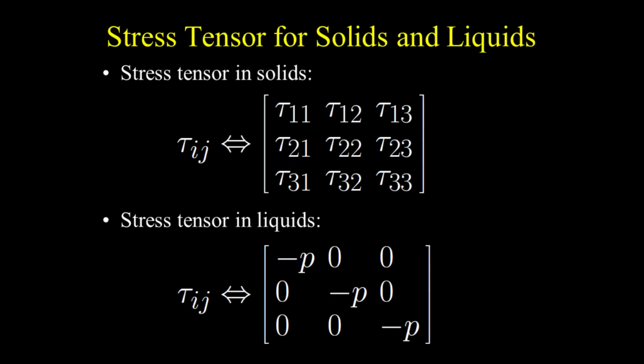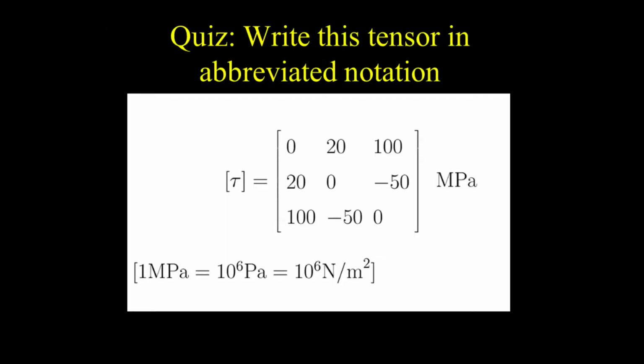Here is the stress tensor of a solid. Here is the stress tensor of a non-viscous fluid. For non-viscous fluids like water, traction forces are always oriented along the normal to the surface on which the surface forces act. Hence, the stress tensor for non-viscous fluids is as follows, where P is a scalar known as pressure. The minus sign introduced in this definition is purely a matter of convention. Now it's time for a quiz. Write this tensor in abbreviated notation.